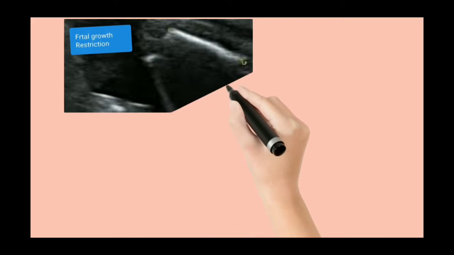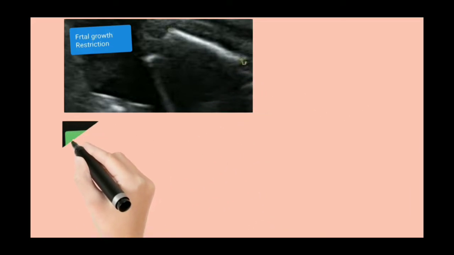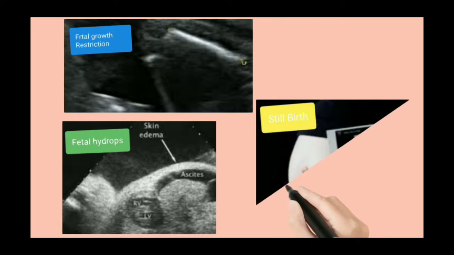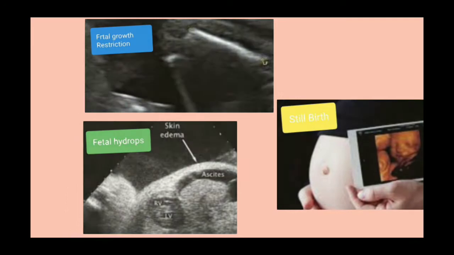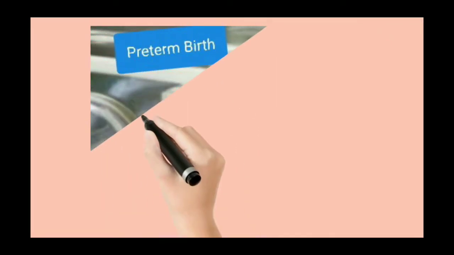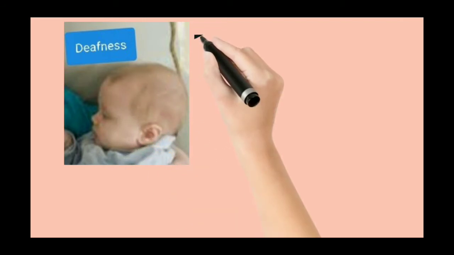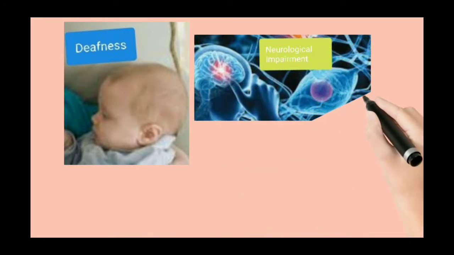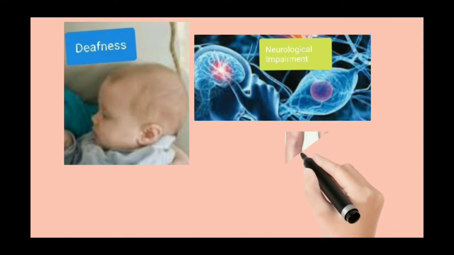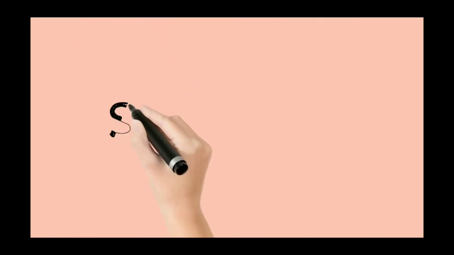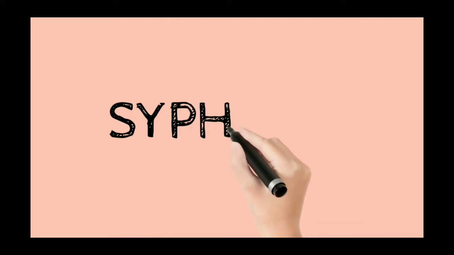Now, if there is fetal growth restriction, we check on ultrasound the growth parameters, these are restricted. We find fetal hydrops along with skin edema and ascites, and sometimes there is stillbirth as well. Sometimes there is risk of preterm birth as well. And if a baby is born without stillbirth or preterm birth, the baby might have deafness, neurological impairment, or bone deformities. So all these features point toward syphilis.